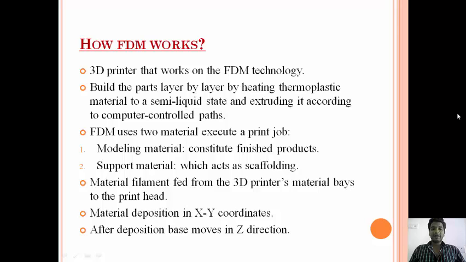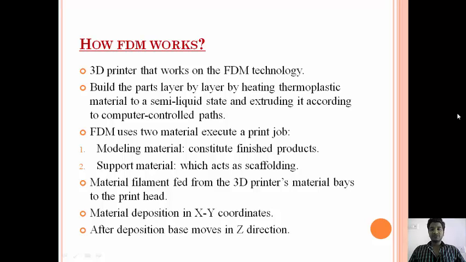Now, how does FDM work? It is basically a 3D printer which works on the FDM technology. It builds the parts layer by layer by heating thermoplastic material to a semi-liquid state and extruding it according to the computer control. It takes a material, which can be in wire form or pellet form. This thermoplastic material is heated into a semi-liquid state, and it moves along the path according to the shape to be created, and it extrudes according to the computer controlled path.